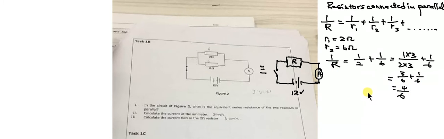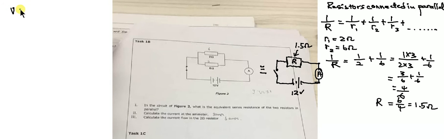Now you invert it in order to obtain the resultant resistance. So it's 6 over 4, which gives you 1.5 ohm. In other words, the equivalent resistance is 1.5 ohm. Okay, now if you look at this circuit, things become very simple.